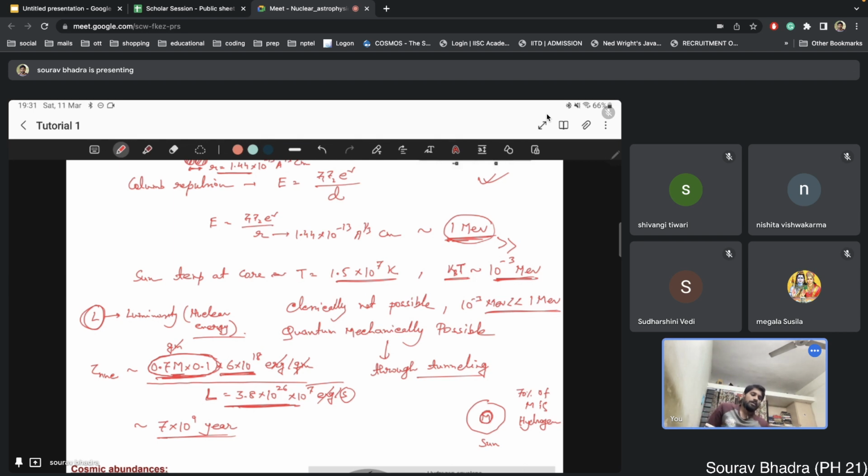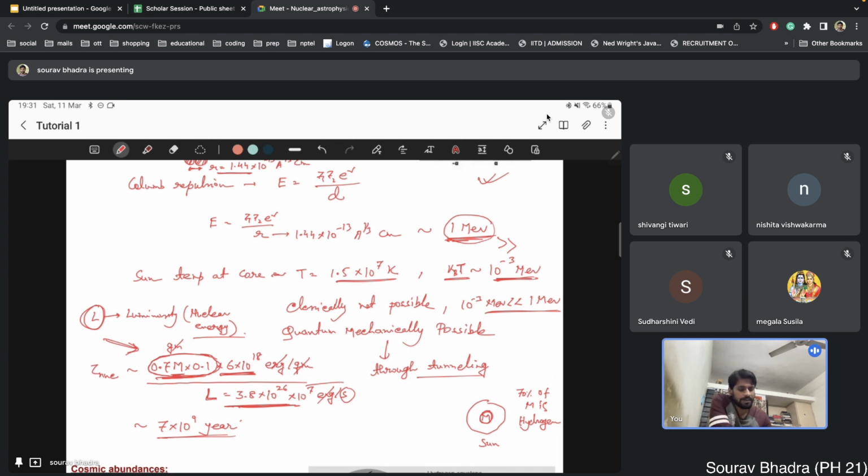Okay, so that means the sun will live for another 7 billion years at least for these values. So it has this much time for its nuclear energy to give support against the gravitation, and it will not collapse. So this is a very small calculation.